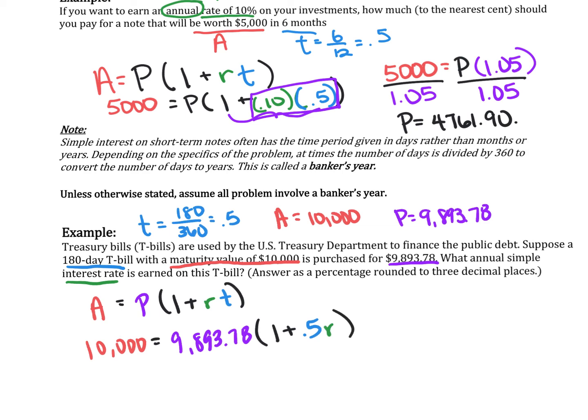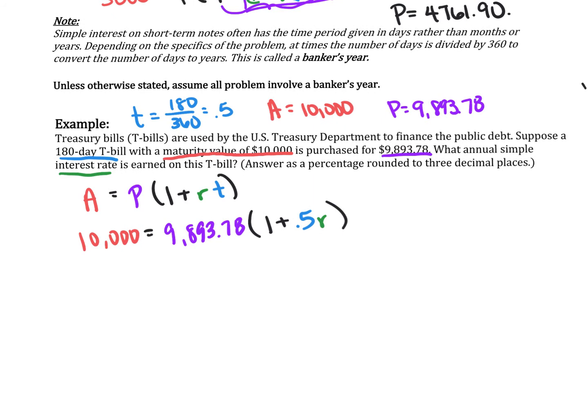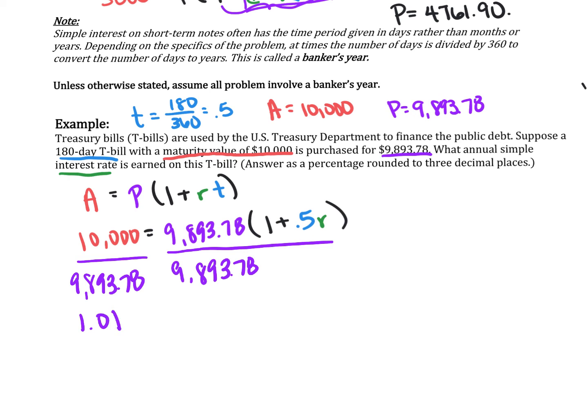And so now when we calculate this, anytime we're given the principal and the ending amount, A, we're always going to divide by the principal first. So I'm going to divide both sides by $9,893.78. When I do that on the left-hand side, I get 1.01073638. And I want to try to carry as many decimals as I can. And it's equal to 1 plus 0.5 R.